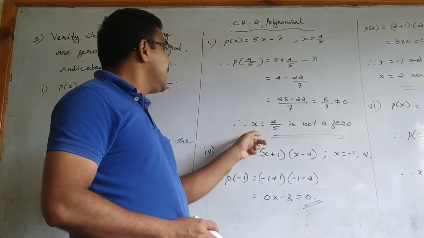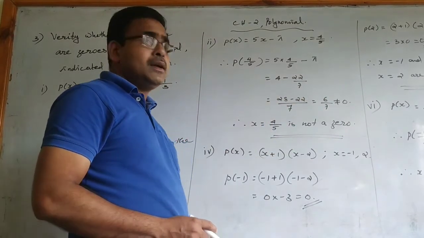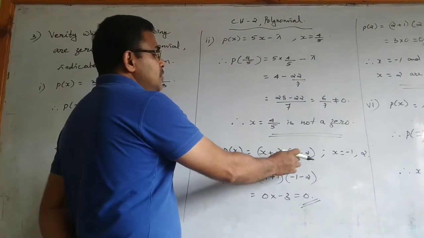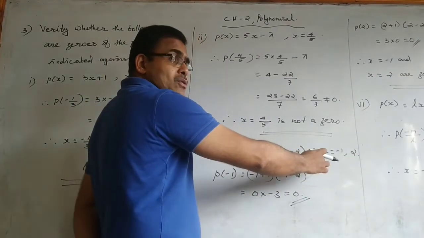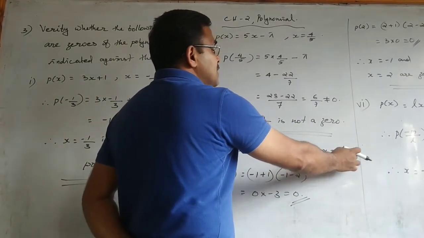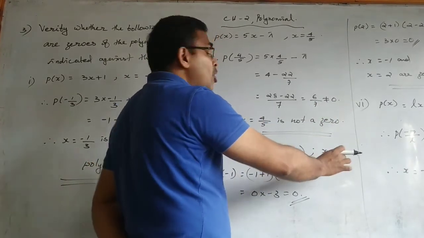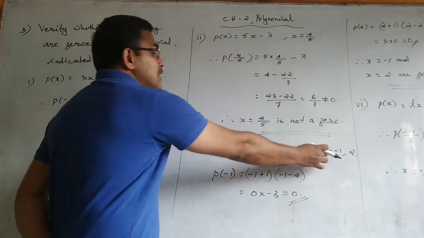That's why we can say x equal to 4 by 5 is not a zero of the polynomial. Question number 4. Listen. P of x equal to (x plus 1) into (x minus 2). Two values of the variable are given, that is minus 1 and 2. We verify whether x equal to minus 1 is a zero and x equal to 2 is also a zero or not. See, first we are checking with minus 1.